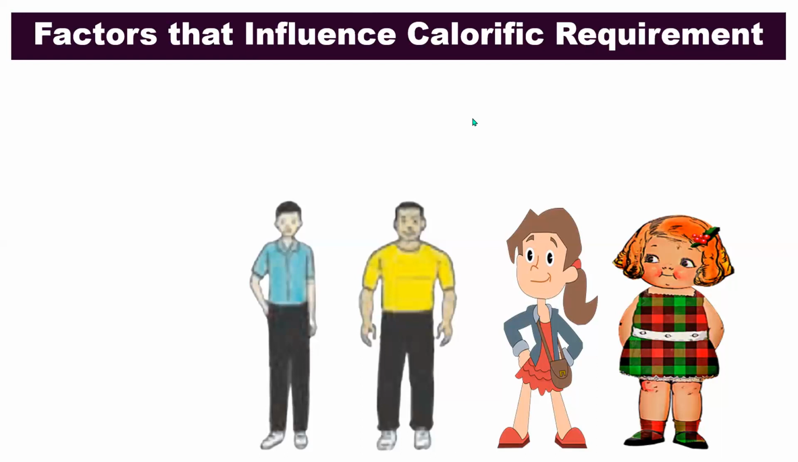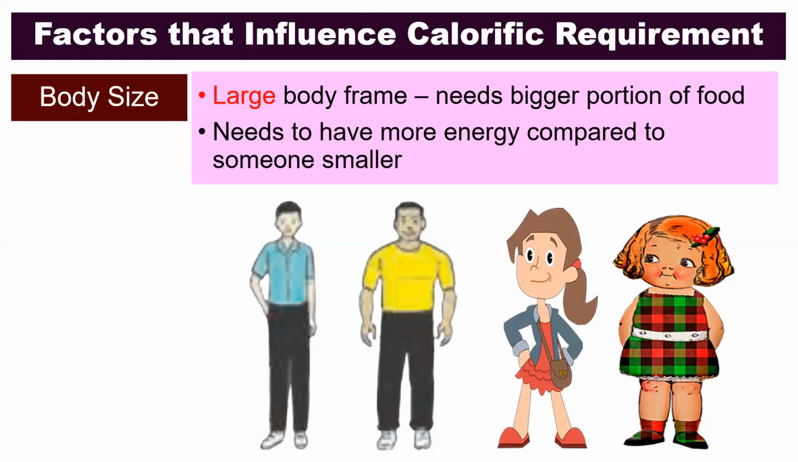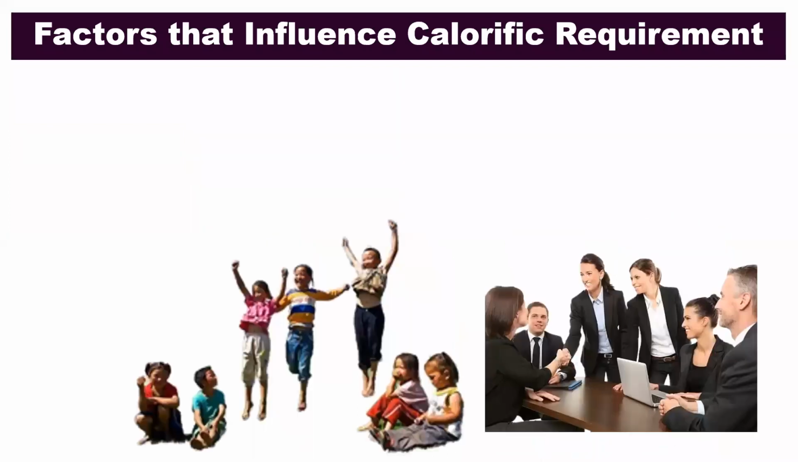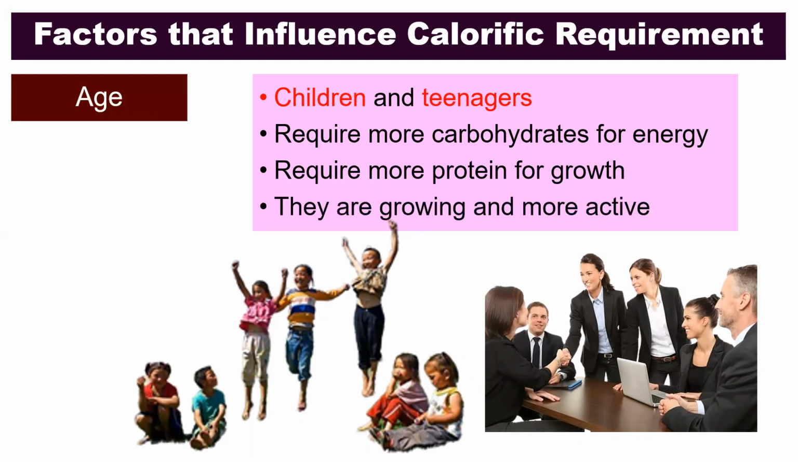Okay, so if we look at this, we see that your body size, they say if you have a larger body size, you need bigger portions. But I've seen people who are tiny and puny also, they still take a lot of food. Someone who's smaller has lesser energy compared to someone who's bigger. Whether that's true or not, sometimes it works for certain people, sometimes it doesn't. Age: children and teenagers like y'all require more carbohydrates for energy compared to your parents. You require more protein for growth. Until a certain age, y'all can still grow. Therefore, children and teenagers need more food compared to adults, because you're growing and more active.